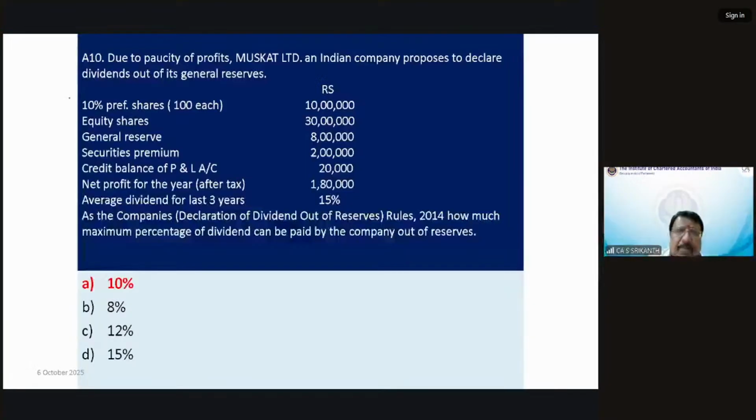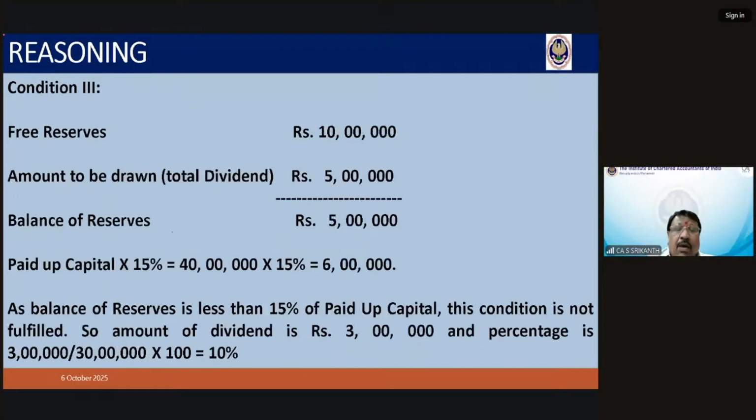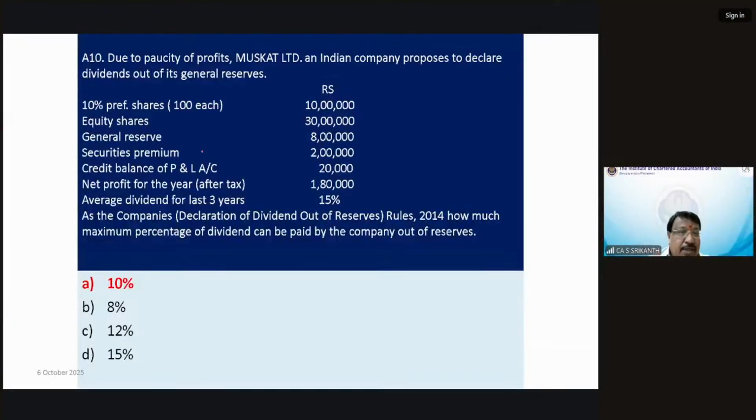Now, this 10% should first be utilized for paying preference dividend of 1 lakh. That leaves me with the balance of another 4 lakhs. So the rate of dividend is 4 by 30, 13.33%, which is less than 15%. Right. Now, free reserves is 10. Amount to be drawn, 5 lakhs. Balance of reserves, 5 lakhs. How do I get free reserves? 10, 8 general, securities premium, no.